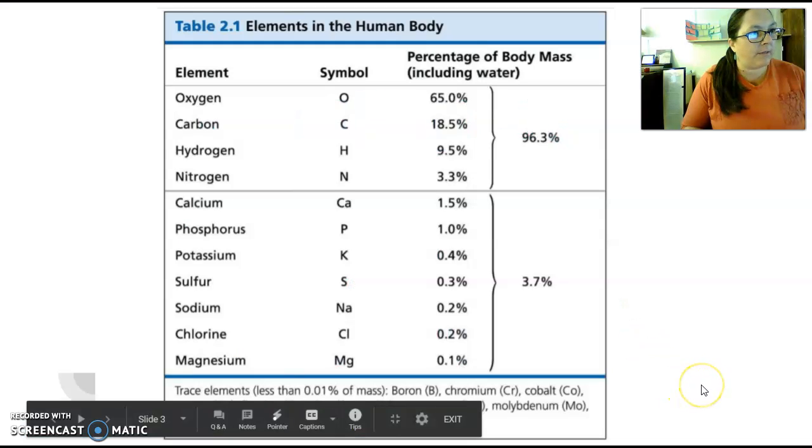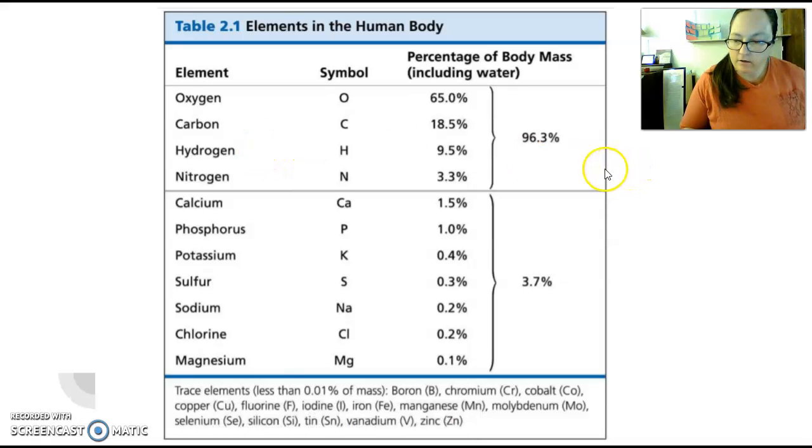So let's talk about them. This is taken from your book. So here's a chart. If you look at the top four, they are 96% of our body mass, and that includes water. So 96% of our body mass comes from four of these elements: oxygen, carbon, hydrogen, and nitrogen.